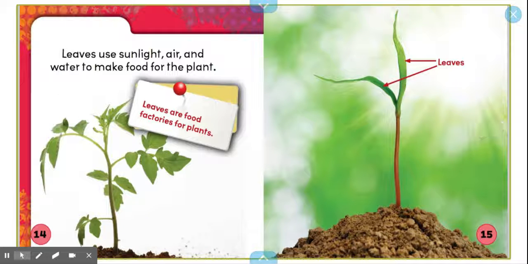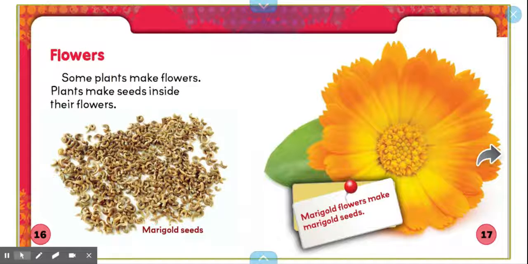Leaves use sunlight, air, and water to make food for the plant. Leaves are food factories for plants. Flowers. Some plants make flowers. Plants make seeds inside their flowers. Marigold seeds. Marigold flowers make marigold seeds.